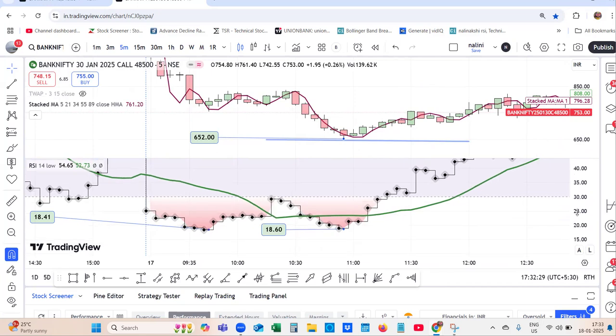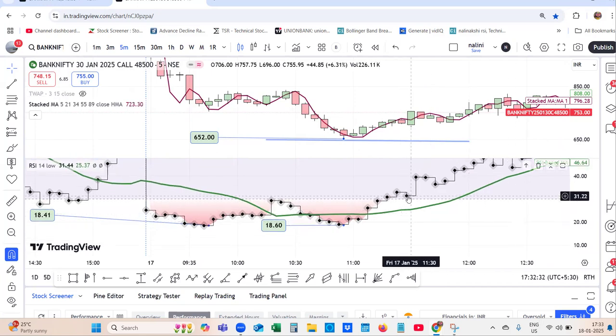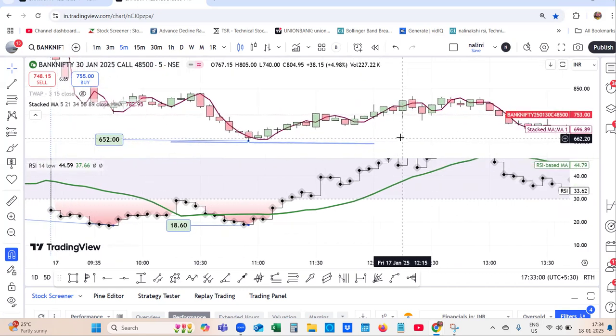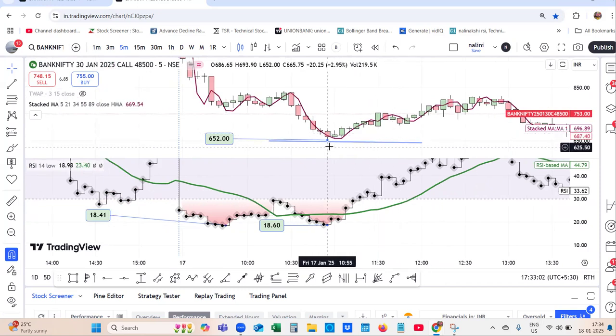RSI, the reading is 30. It has come inside the channel and it is comfortably above its moving average. There is clarity if you use RSI step line with the diamonds and pattern identification. That is the most important thing. You can identify patterns which are not evident on the price chart. You can trade with that. This is how you can get an edge in your entry, early entry.